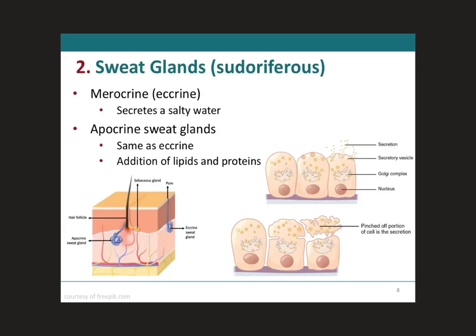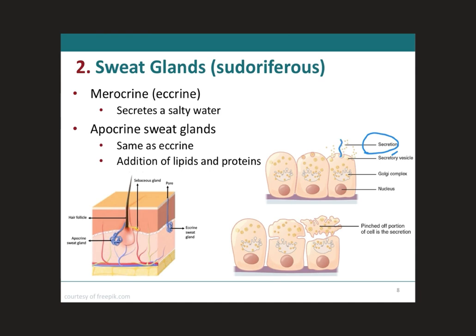Sweat glands are also called sudoriferous glands. There are 2 types. We have the eccrine and the apocrine. Eccrine can also be called merocrine glands, which will release their contents through the merocrine type of secretion, which we saw in Module 2, which just means that they will secrete their contents through exocytosis through these secretory vesicles seen here. This is the most common type of sweat gland.